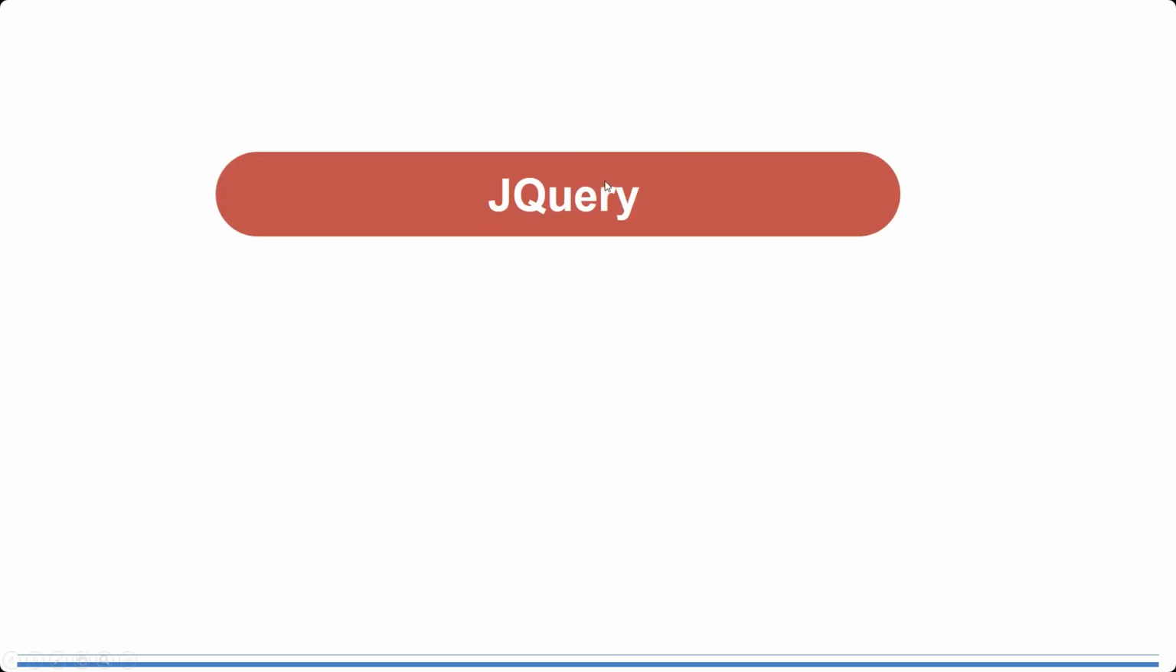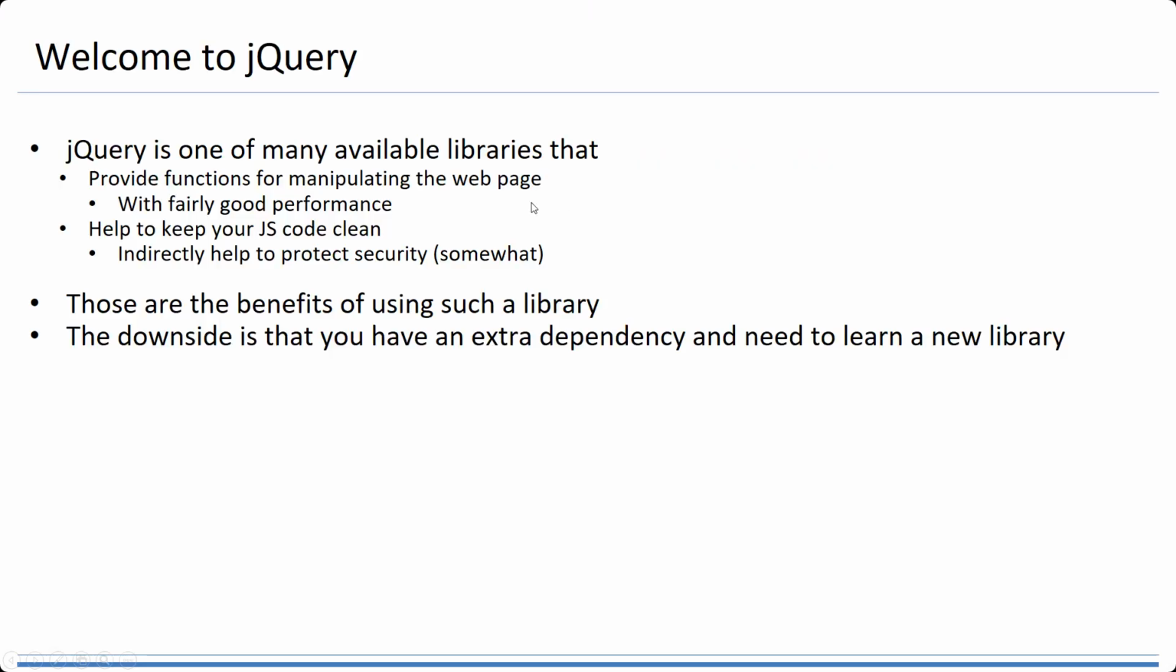Next part about the AJAX that you need to know is about jQuery. Okay, so what is jQuery? jQuery is one of many available libraries that provide functions for manipulating the web page. Manipulating means whenever you have something that you want to change, you want to edit, or you want to modify, okay, so you can use the jQuery.